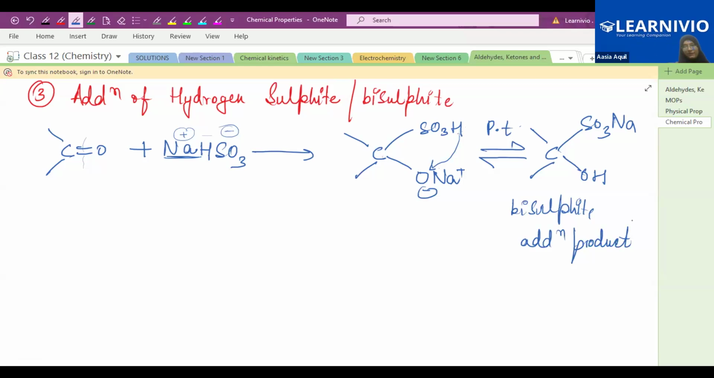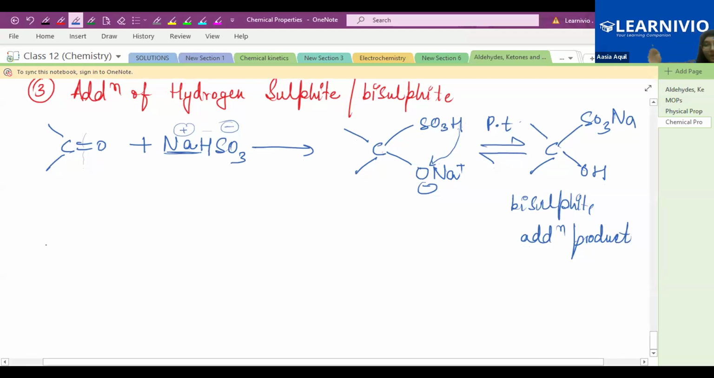That is the mechanism. Clear, Aisha? Any doubt in any step? No doubt, ma'am. Yeah, so just remember this step, proton transfer. In the proton transfer, the sodium gets transferred from here to here, and here you will get the alcohol. Alcohol is formed, and the addition product of the bisulfite.